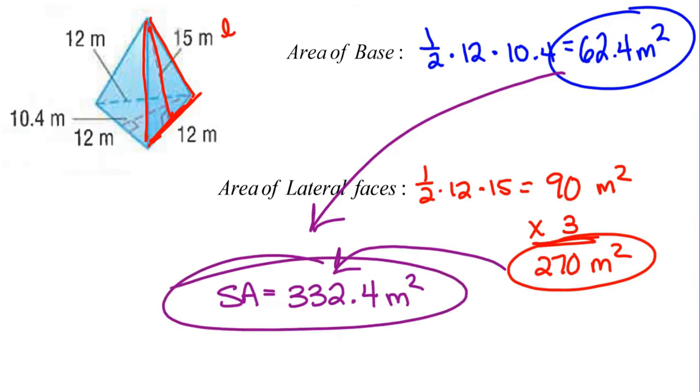So finding surface areas of pyramids is basically the exact same thing as finding surface area of a prism, but now we're only talking about regular pyramids, so we know all the lateral triangles are going to be identical. That kind of shortens our work up for us a little bit when finding surface area.